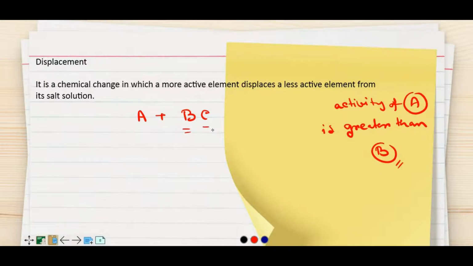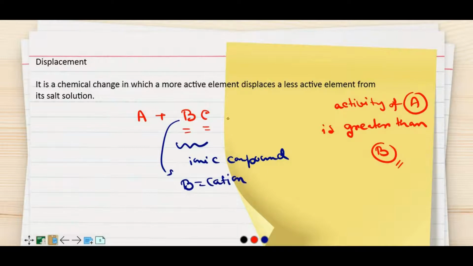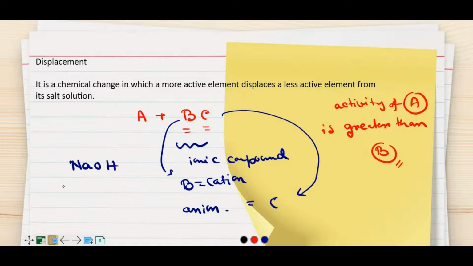Because whenever we write any type of compound, if that is an ionic compound, then the left element must be the cation and the right element must be the anion. As an example, NaOH: Na is the cation and OH minus is the anion. So such types of bondings usually occur.